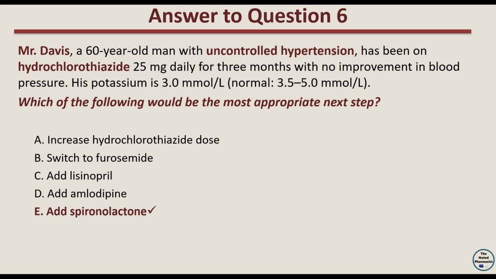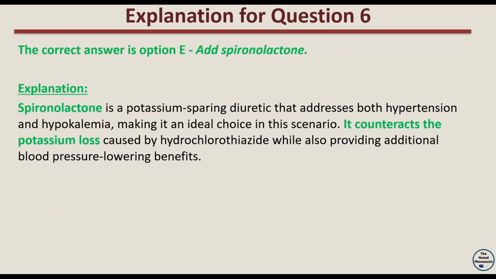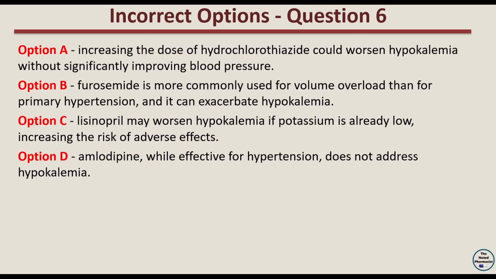The correct answer is option E. Add spironolactone. The explanation is as follows. Spironolactone is a potassium-sparing diuretic that addresses both hypertension and hypokalemia, making it an ideal choice in this scenario. It counteracts the potassium loss caused by hydrochlorothiazide while also providing additional blood pressure-lowering benefits. Here is the explanation for incorrect options.